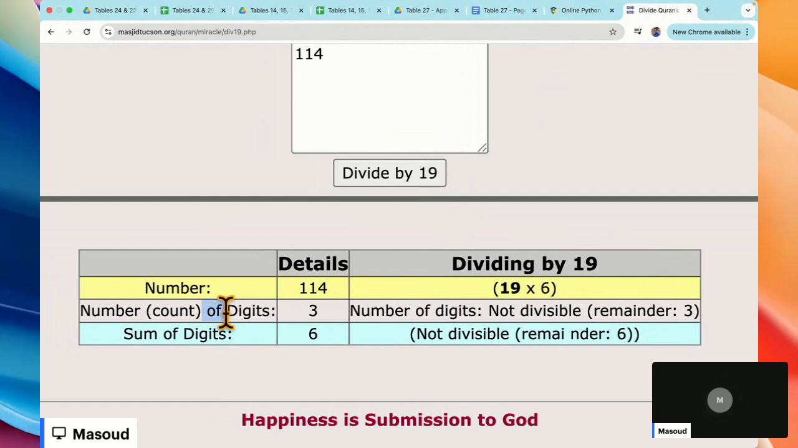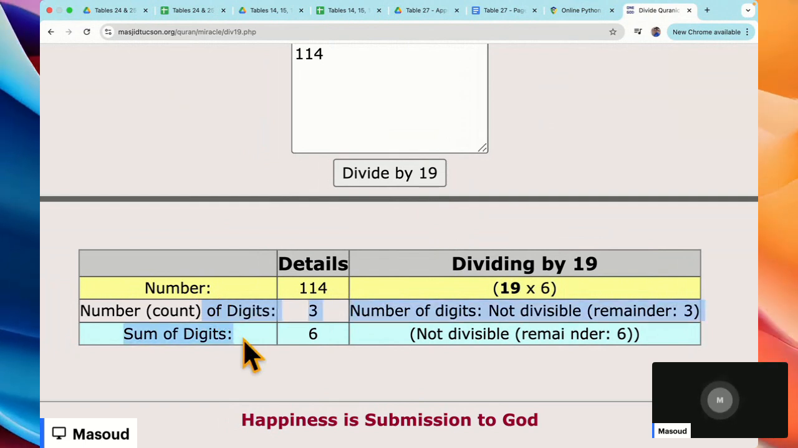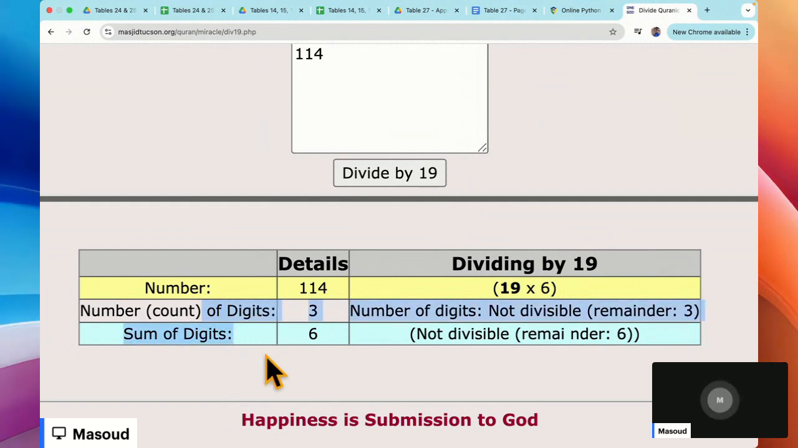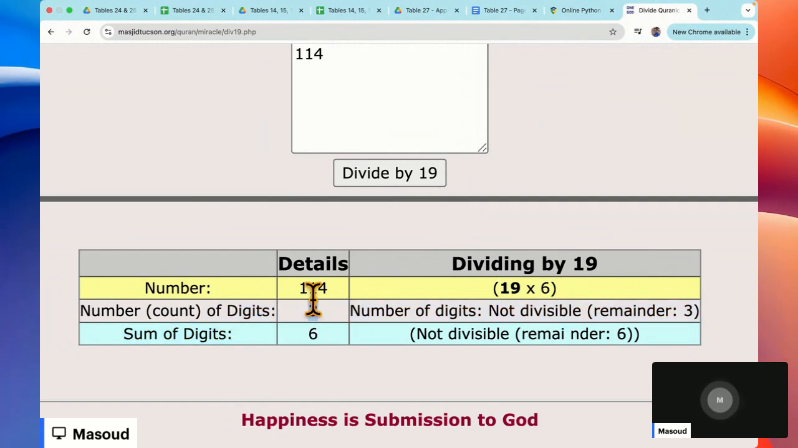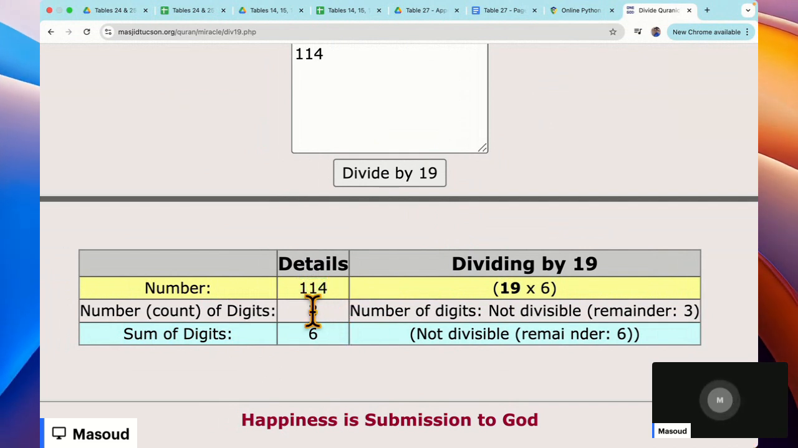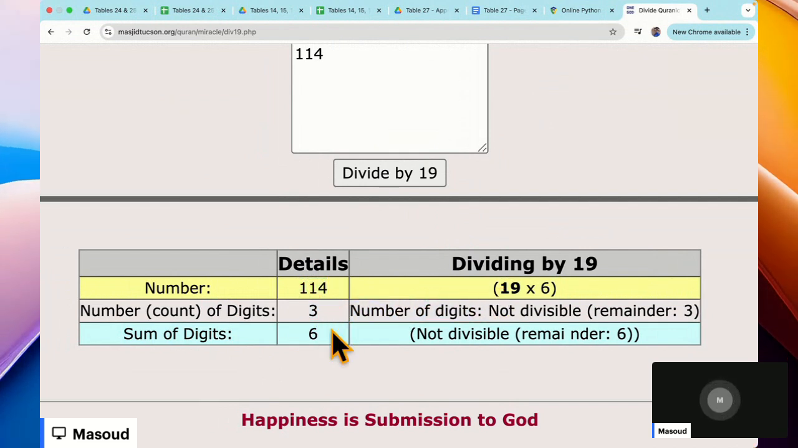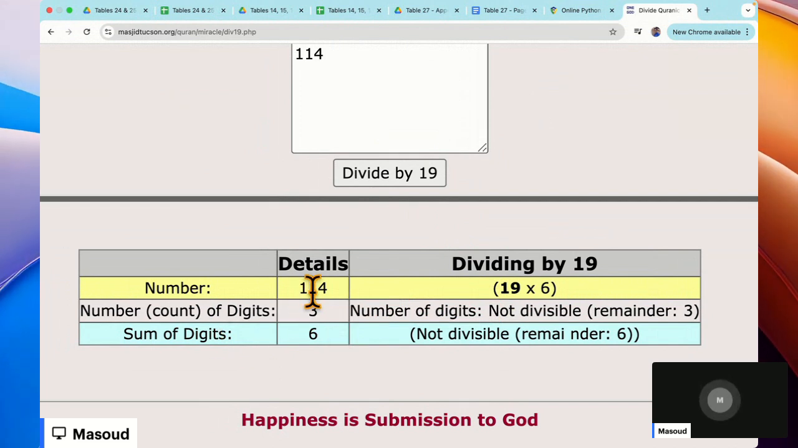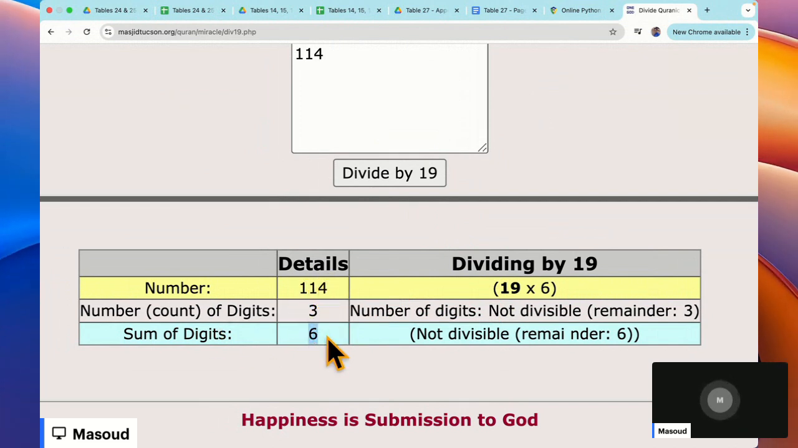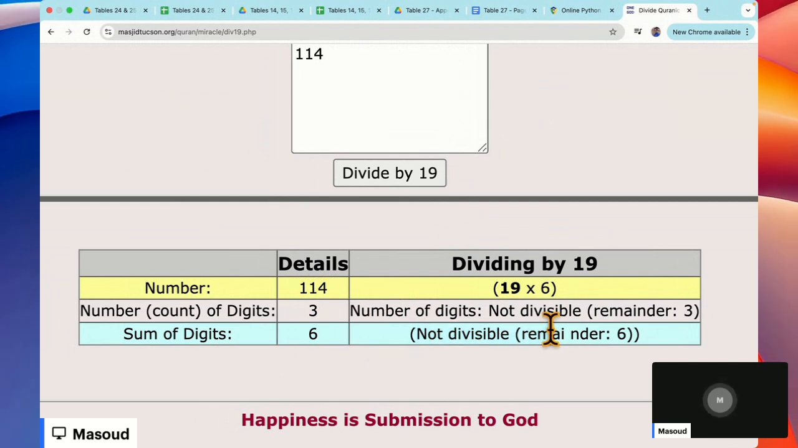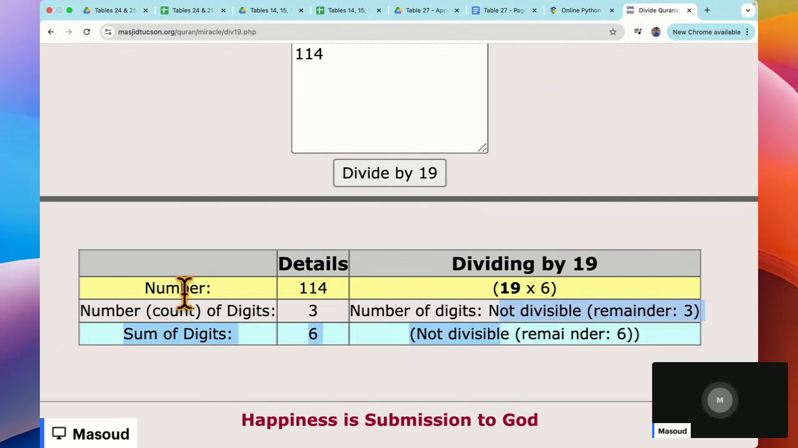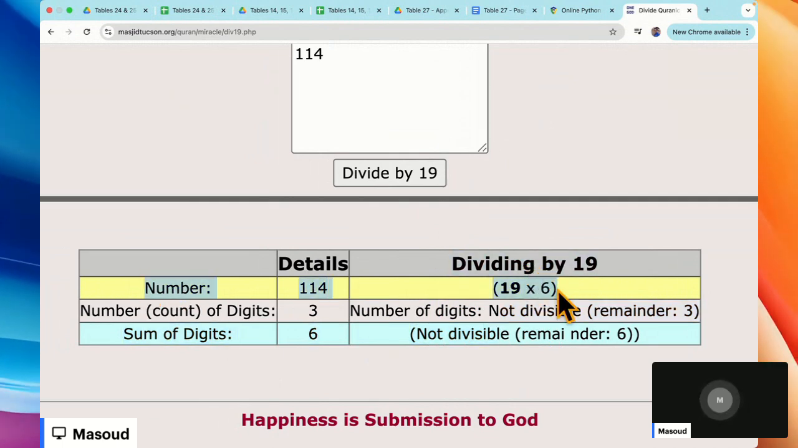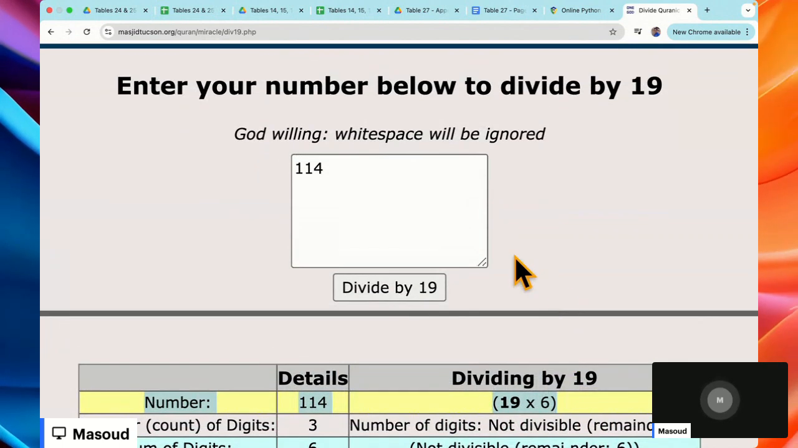Obviously, the second line and third line also exist, but they are for other calculations as well, because it's going to give you the number of the digits in that number. For example, 114 has 3 digits. So it wants to see whether the number of digits is also a multiple of 19 or not, or the sum of the digits. And then 1 plus 1 plus 4, it says 6, the sum of the digits, wants to see whether it is divisible or not. These are two other lines of calculation. We're not worried about them. We just want to see whether this number is a multiple of 19 or not. So we know that 114 is a multiple of 19.